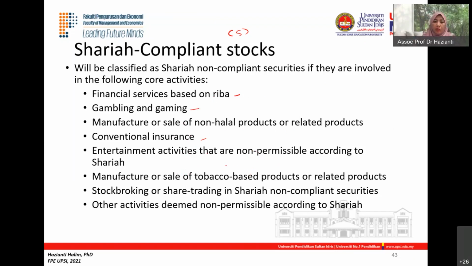Contoh macam British American Tobacco tu kan, BAT tu, those are not Sharia compliant because they manufacture and sell tobacco-based product. Stock broking or share trading in Sharia non-compliant securities and other activities deemed non-permissible according to Sharia. So, if the company or the industry fulfill ataupun ada these criteria ataupun these factors, so they will not be classified as Sharia compliant. Okay.